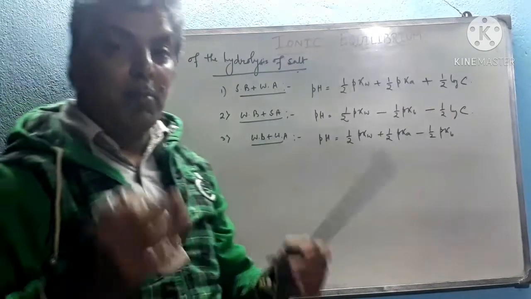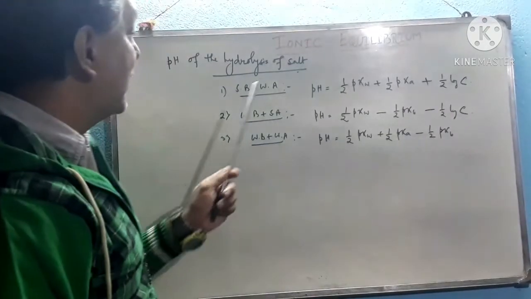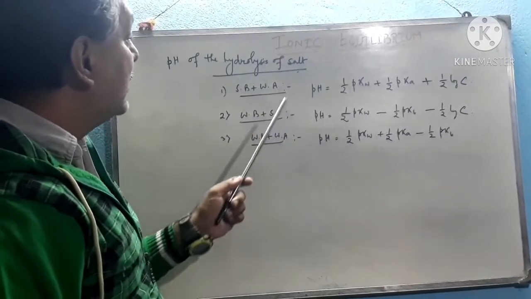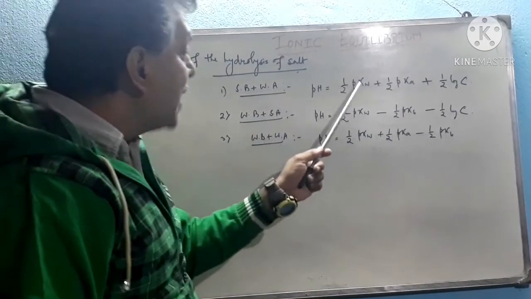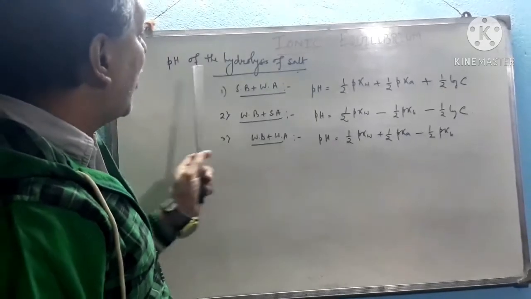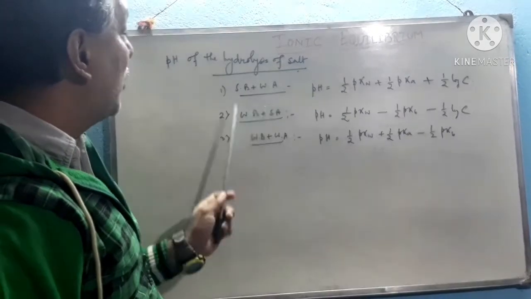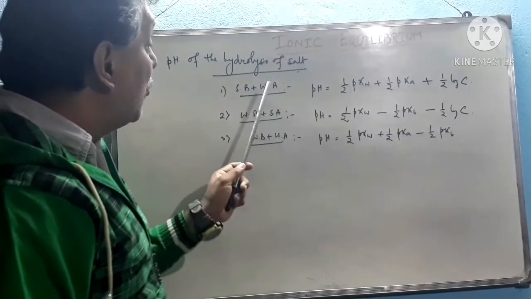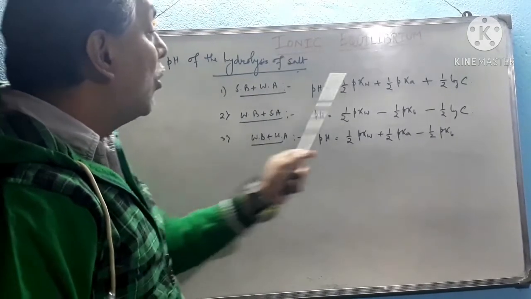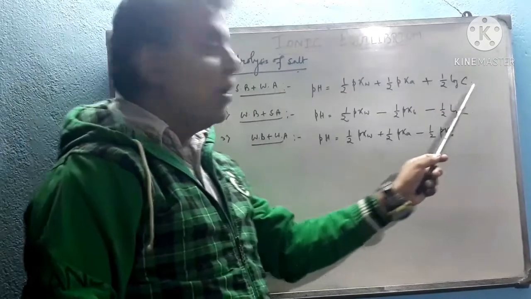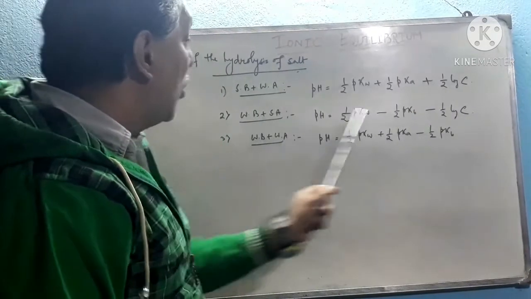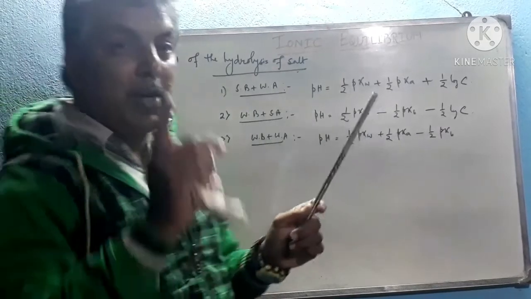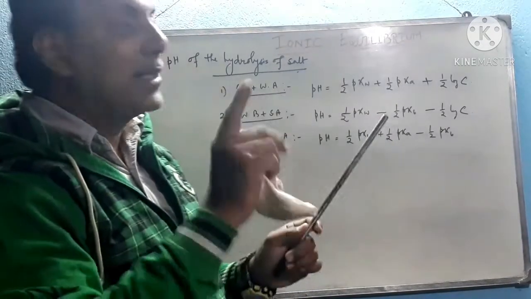Now, how can you memorize these three expressions to calculate the pH of hydrolysis of salt? See this pH, always half pKw. You have to write half pKw for any type of salt: strong base weak acid, weak base strong acid, and weak base weak acid. For weak acid, always positive. For weak base, all the terms are negative. That means for acid it is positive, for base it is negative.